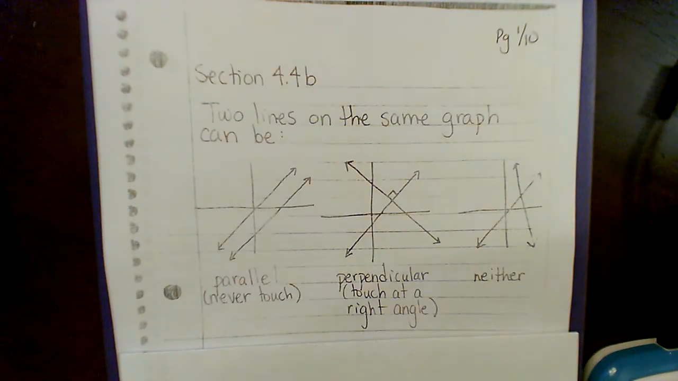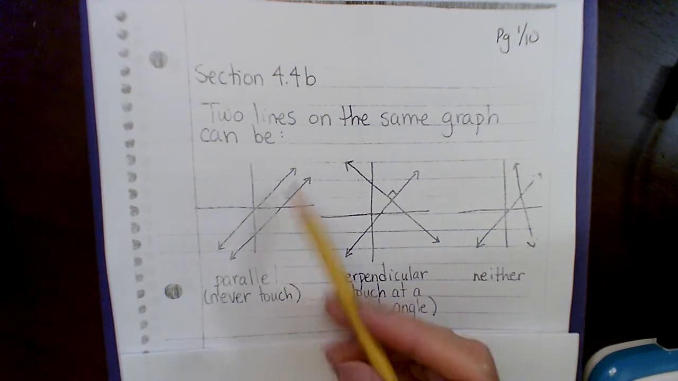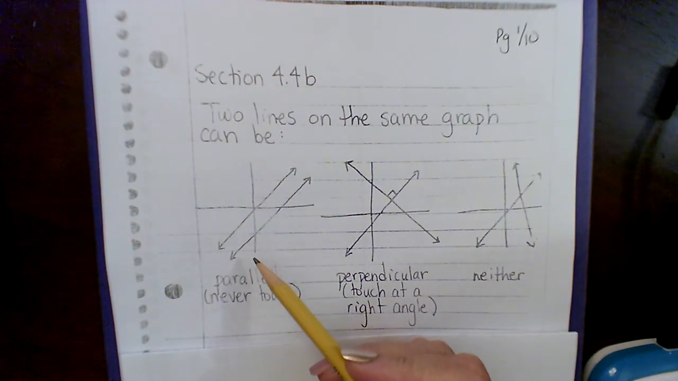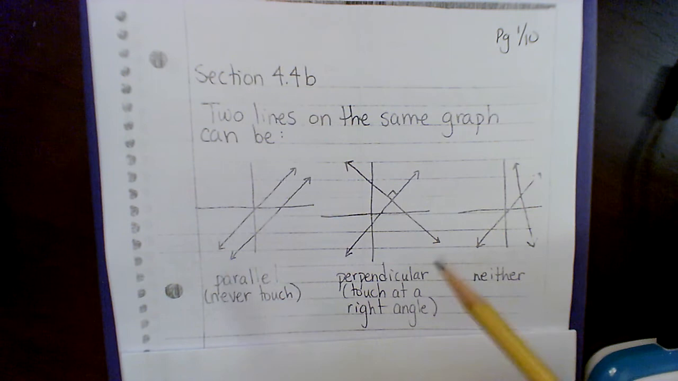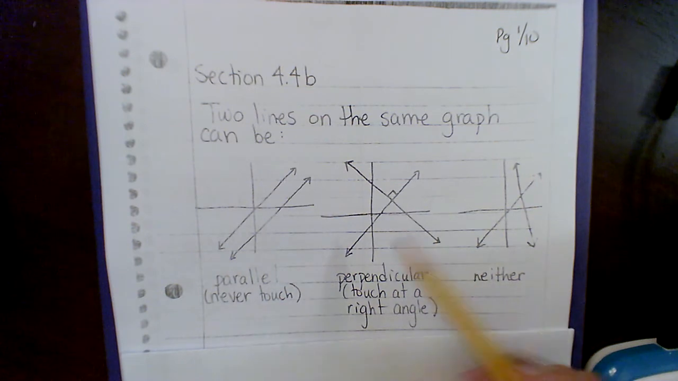This is section 4.4, and this is part B in Hawks. So if we're talking about two lines that happen to be on the same graph, those two lines can either never touch each other, in which case we say they're parallel, or they touch each other. Those are your two choices, right? Either they don't touch or they touch.